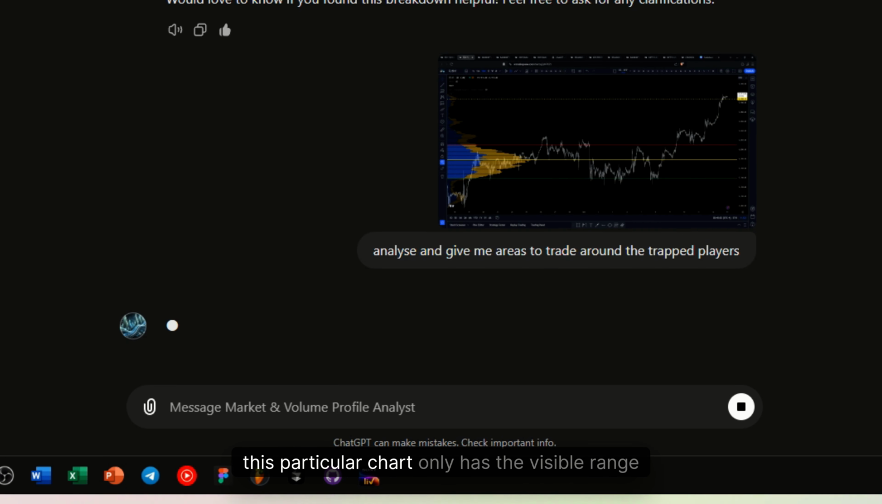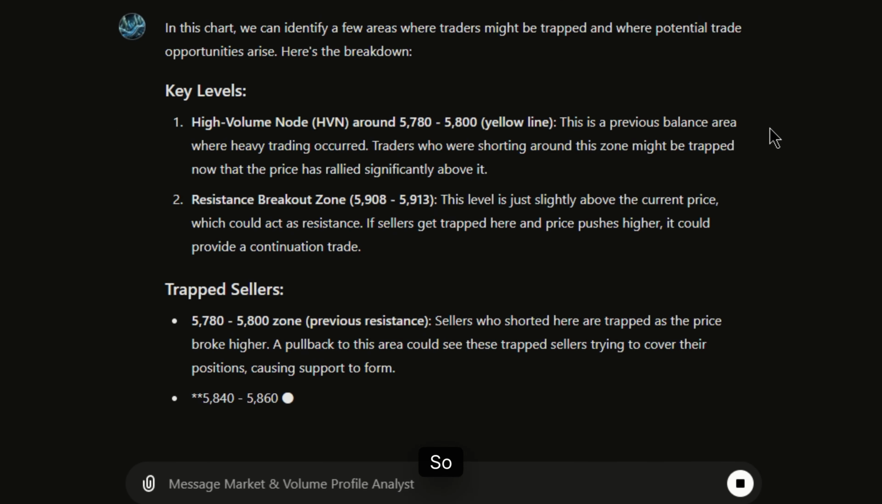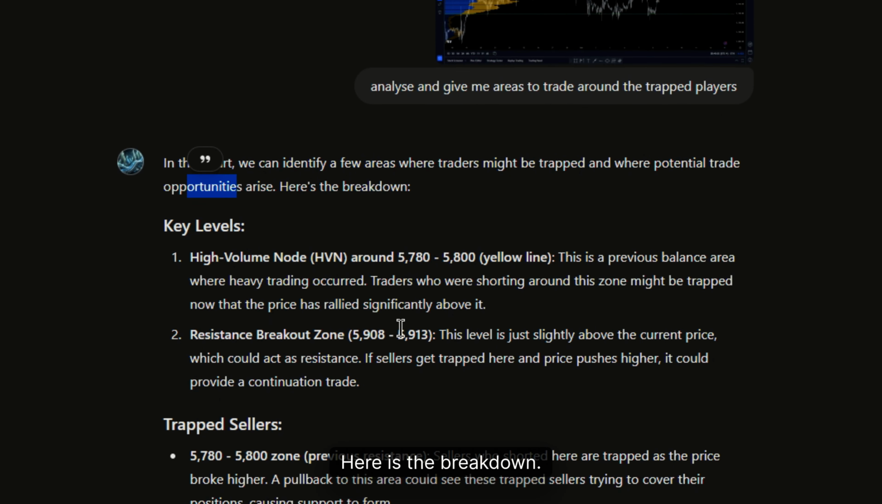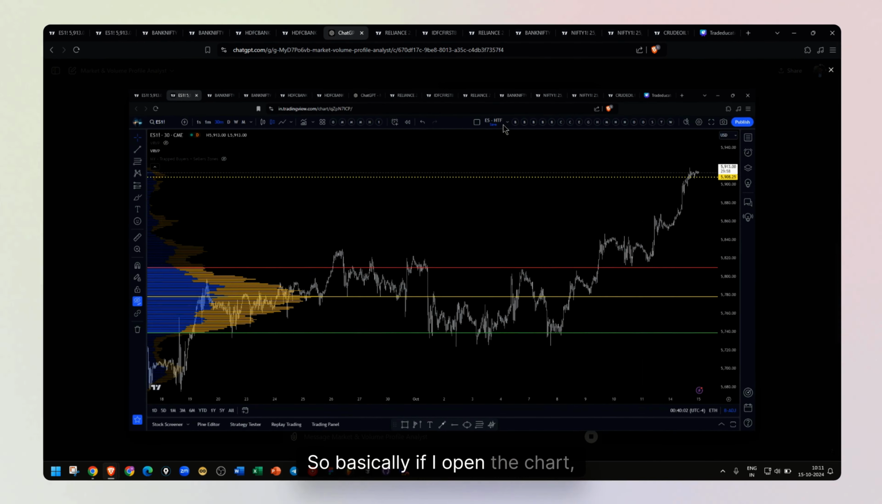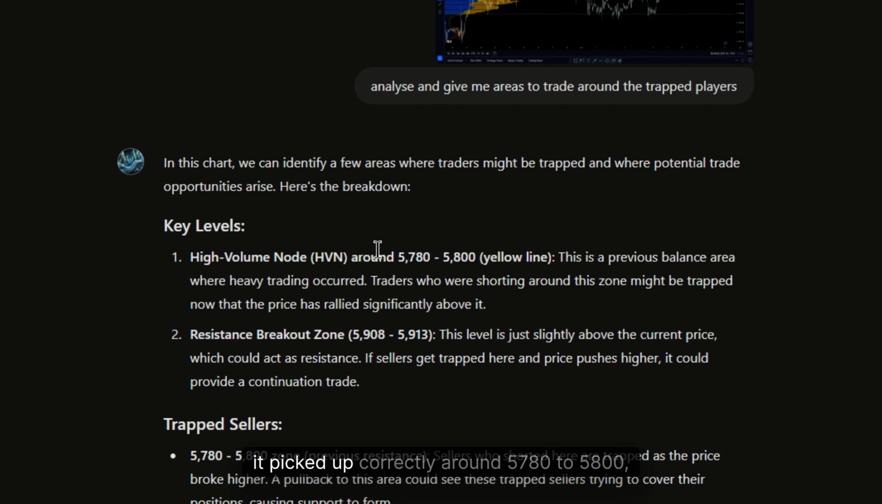Now this particular chart only has the visible range volume profile. It doesn't have the market profile. So what AI is now suggesting is that there are a few areas where traders might be trapped, where there can be potential trade opportunities. Here is the breakdown. So we have the HVN zone. Basically, if I open the chart, this is the high volume node, which it picked up correctly, around 5780 to 5800.